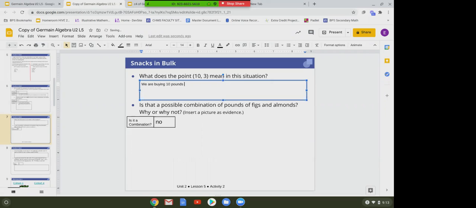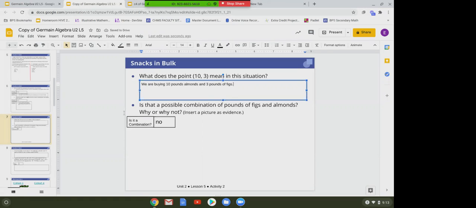What do you think, Elliot? If we say we're buying 10 pounds of almonds, because that's on our x-axis, we're buying 3 pounds of what? Figs. Yes, nice job. So we're buying 10 pounds of almonds and 3 pounds of figs. Okay, that's awesome. That's exactly what I'm looking for there.